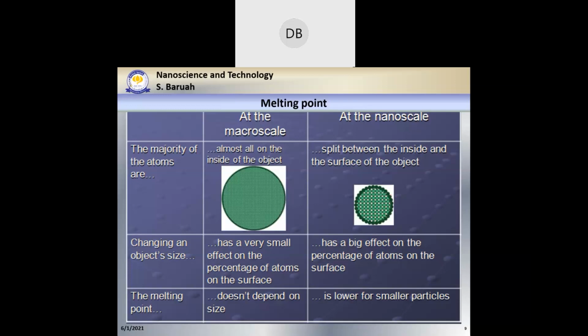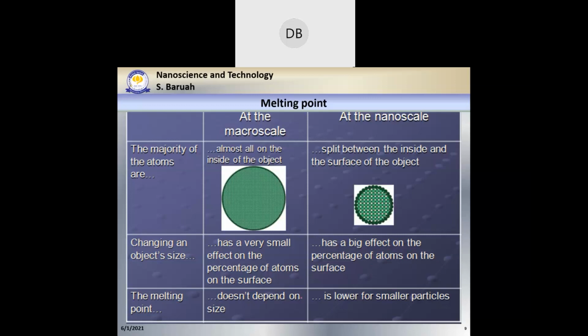Anyway, so you see, this is the situation here. The number of surface atoms is much more as compared to here. So if you change an object size at the macro scale, it has a very small effect on the percentage of atoms on the surface. That means even if you make it smaller or bigger at the macro scale, it hardly makes a difference, but at the nanoscale it makes a huge difference. The next particle, if I make it even smaller, then the fraction of surface atoms will be even more, right? So it has a big effect on the percentage of atoms on the surface.